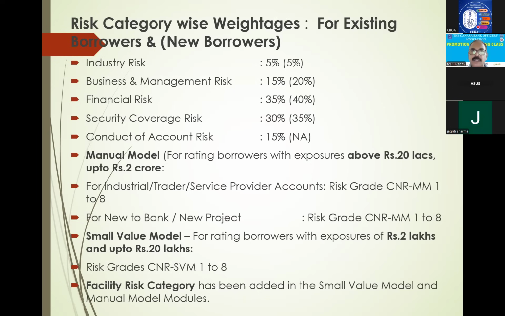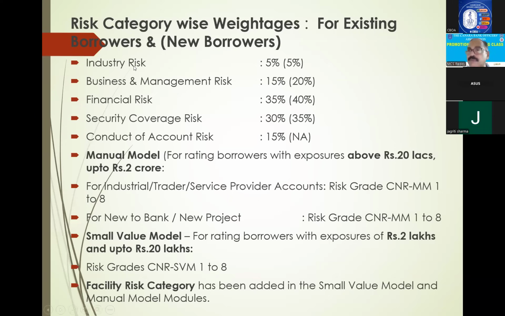Next, risk category wise weightages, how much they have given, for existing borrowers and new borrowers. It is only percentage. Industry risk 5%, business and management 15%. This is the weightage while doing risk rating. How much weightage is given for each parameter.